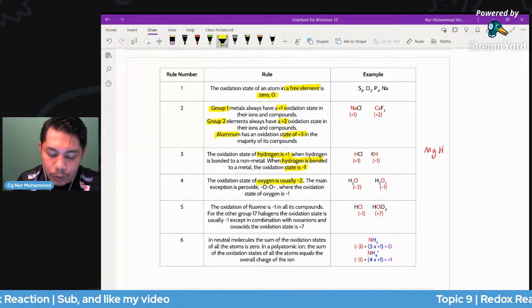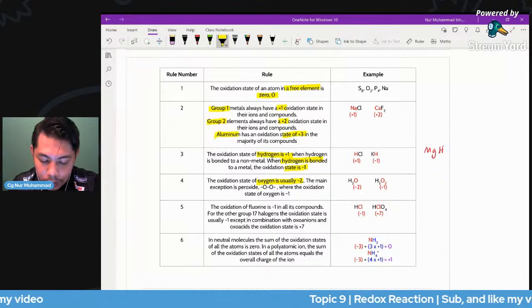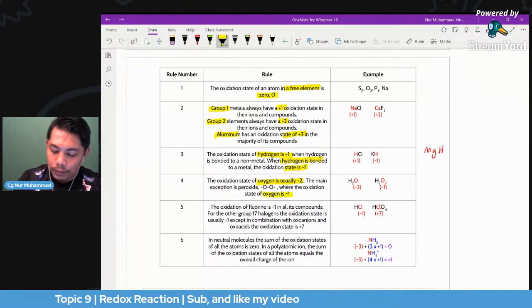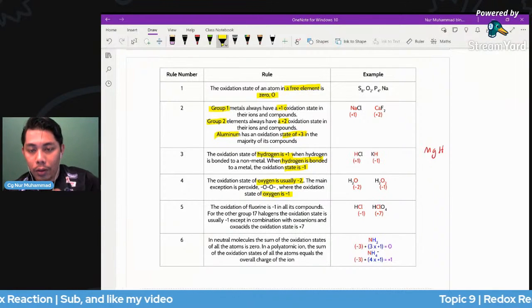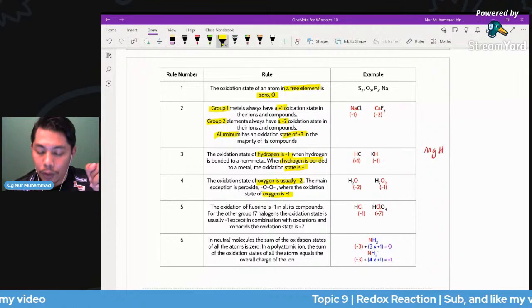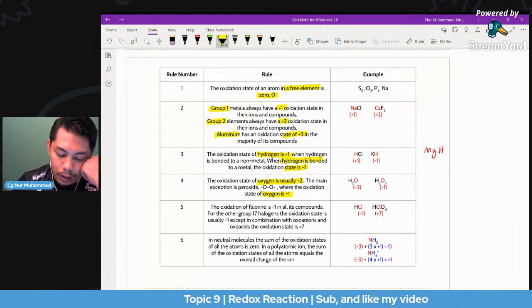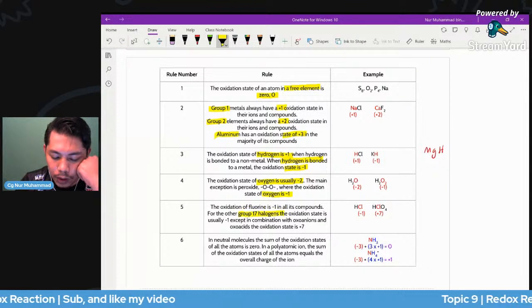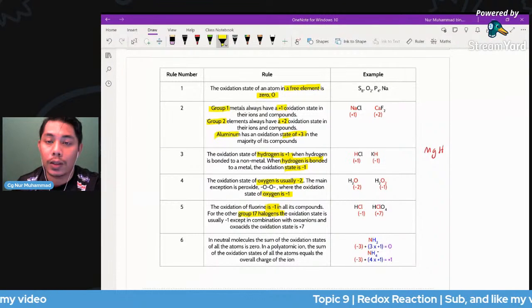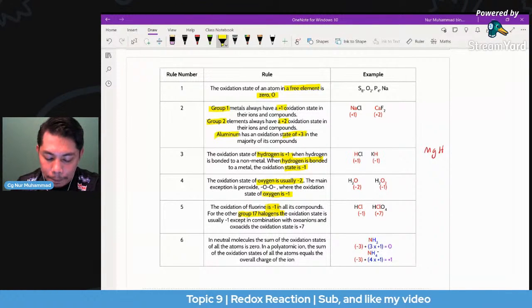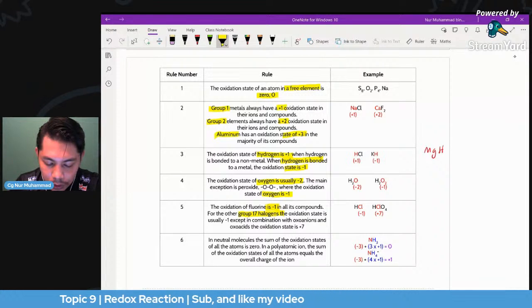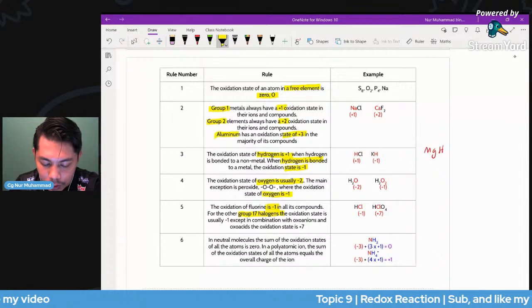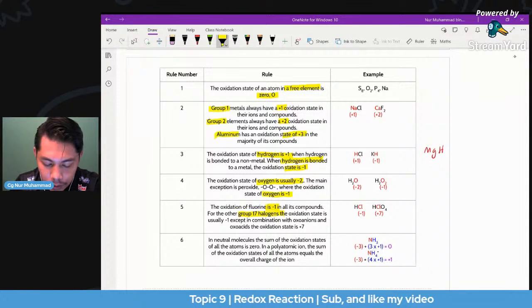Oxygen always 2 negative. Kecuali in hydrogen peroxide dia akan jadi negative 1. Oxygen in all compound semua adalah negative 2, tapi dalam hydrogen peroxide dia akan jadi negative 1. And then fluorine. Kita tahu all group 17 have negative 1. All group 17 pun kena hafal juga. But for the other group 17 halogen, oxidation state is usually negative except combination with oxygen or oxo ion and oxo acid.